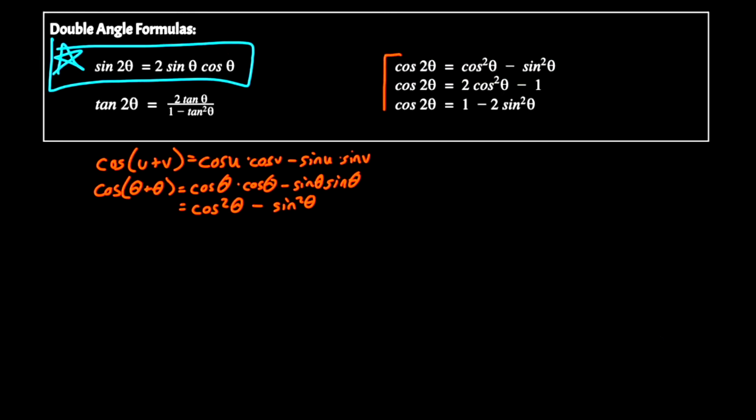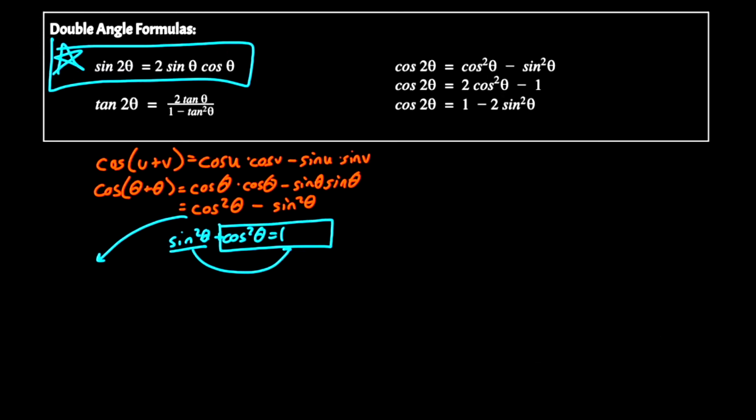It's kind of weird that they show us three different identities for cosine of 2 theta, but here's why they do that. If you remember back to one of the Pythagorean identities, we know that sine squared of theta plus cosine squared of theta equals 1. So I'm going to use this identity to substitute something in for cosine squared or sine squared. So over here, I want to change cosine squared. Okay, so if I were to take the sine squared and move it over to the other side, this would say cosine squared equals 1 minus sine squared.